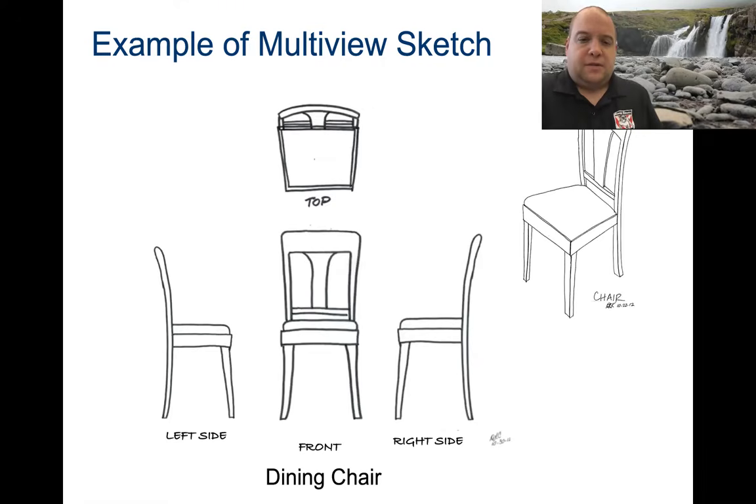Okay, so if we look here, this is a multi-view sketch. All right, it's a multi-view sketch of a dining room chair. All right, now we have spent some time back when we did concept sketching talking about determining a front view. And we know the front view is the longest side that shows the most detail or the most distinct shape.